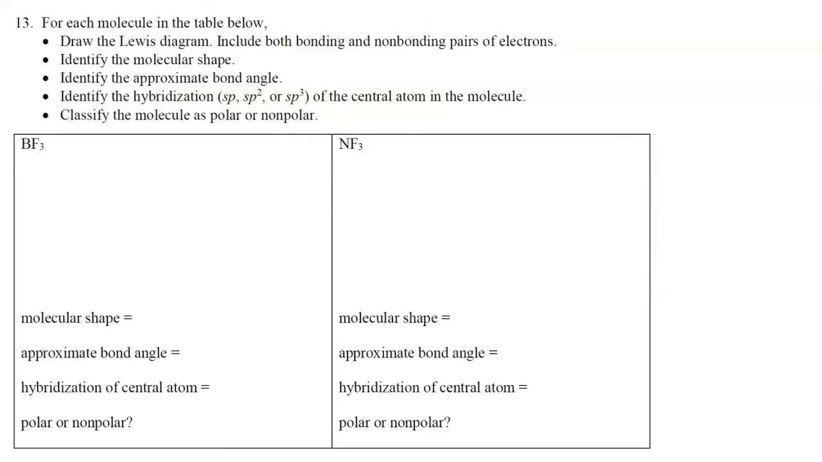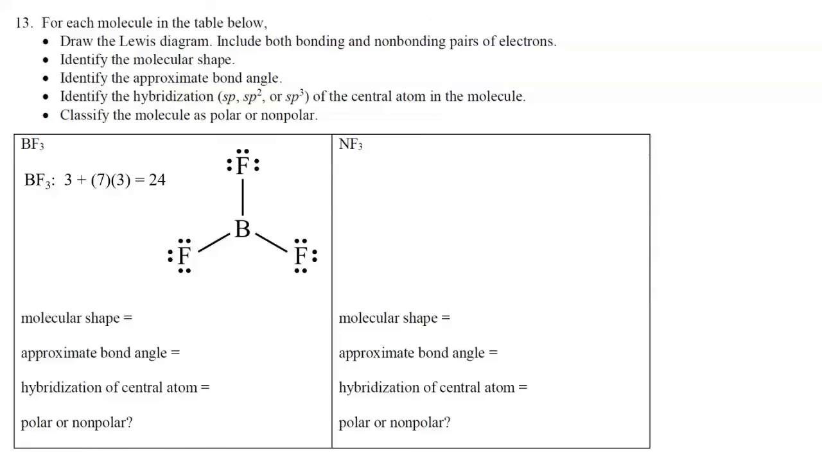Let's start with BF3. 3 for boron, 7 for fluorine times 3, that's 24 valence electrons. BF3 is going to have 3 single bonds, and it can be shown with formal charges that instead of making a double bond between the boron and the fluorine to satisfy the octet, we leave it as 3 singles because it would put a positive formal charge on the fluorine if we make a double bond.